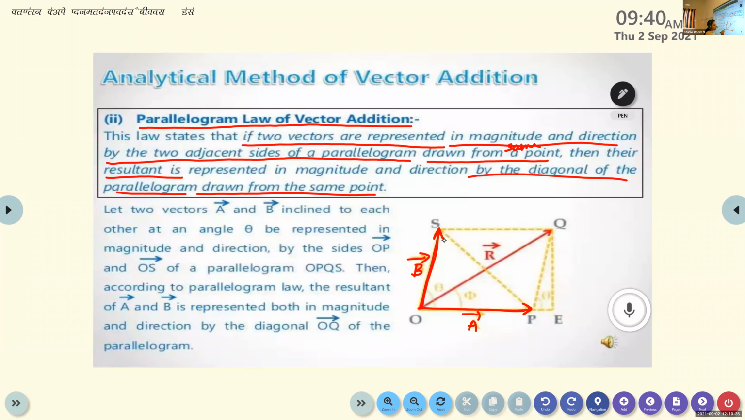And they are drawn from the same point. That is why these two vectors, vector A and vector B, are known as co-initial vectors. They start from the same initial point. Then the resultant vector is represented in magnitude and direction by the diagonal of the parallelogram drawn from the same point. The resultant also starts from the same initial point.